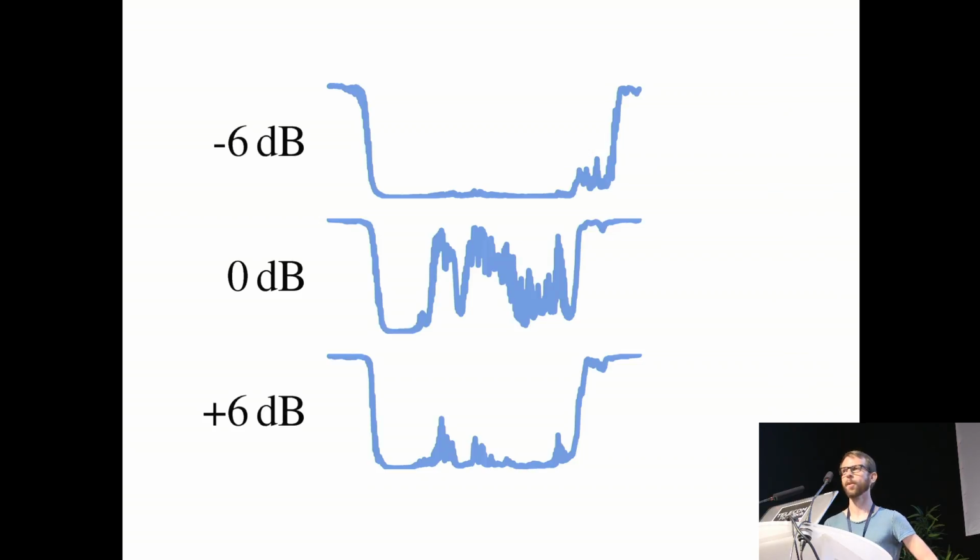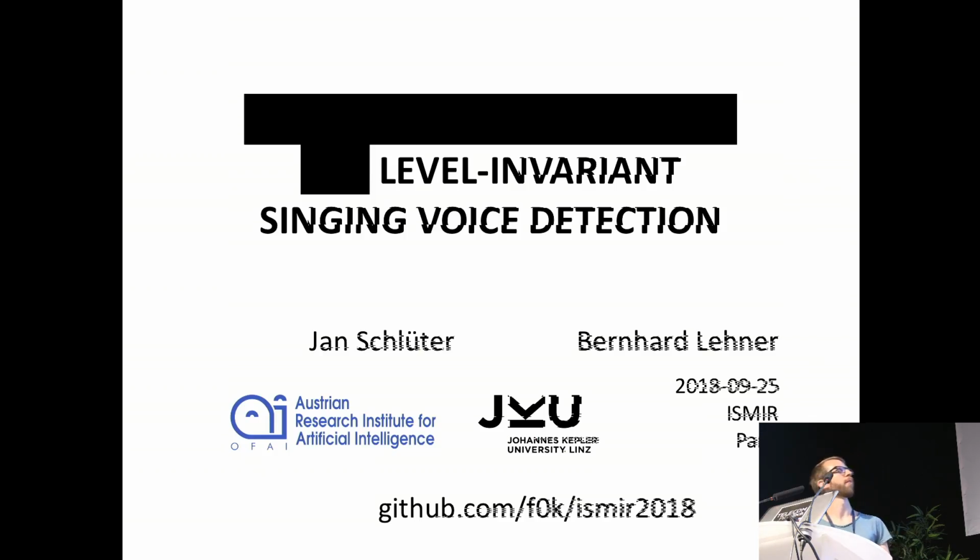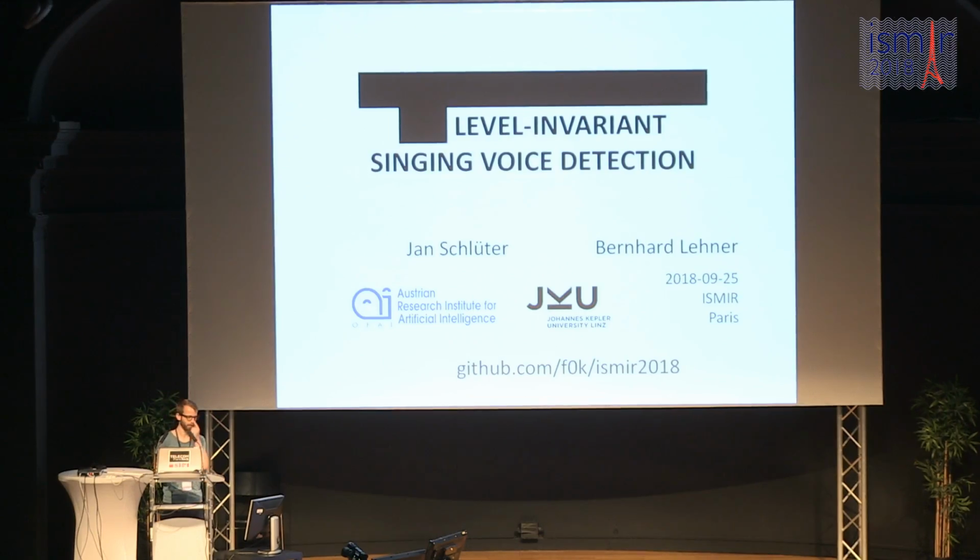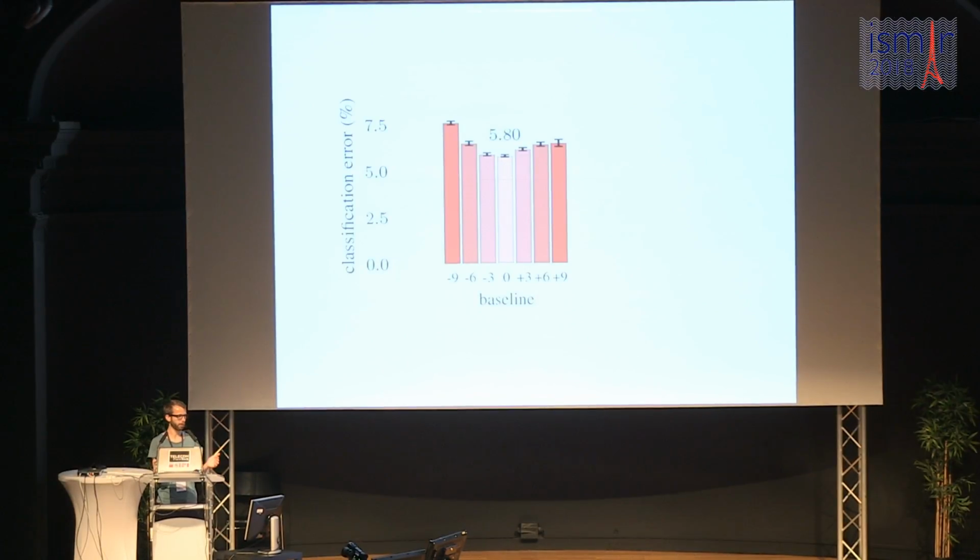So, we could now try to figure out what exactly is going wrong here, which would also be very interesting, but instead we figured we don't want this. We want level invariant singing voice detection. In other words, we don't want the classification error to increase when we change the scale of the input signal.